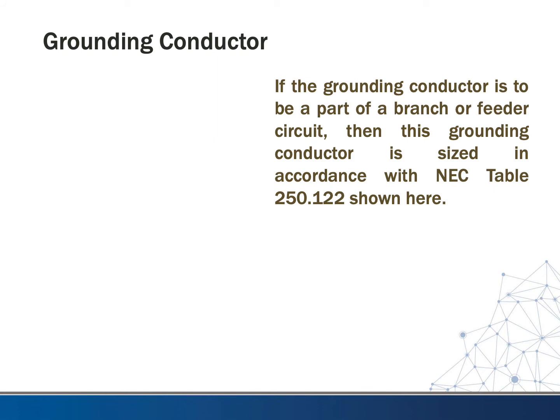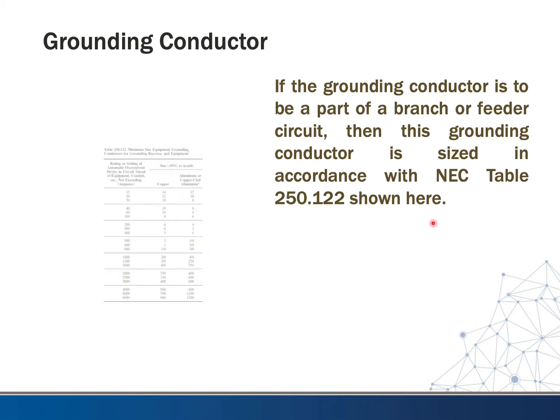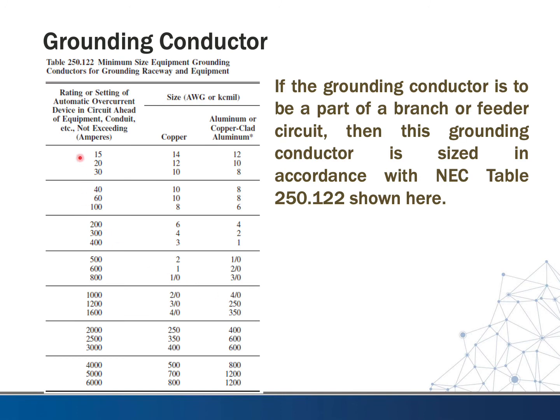If the grounding conductor is to be a part of a branch or feeder circuit, then this grounding conductor is sized in accordance with table 250.122. And so here's this table here. So unlike the other table, this one's based on the breaker size that's feeding your circuit. So if you've got a circuit that's fed with a 100 amp breaker, you're going to need a number 8 ground. If it's fed with a 600 amp breaker, you're going to need a number 1, and so forth. So this one can go larger than 3/0.